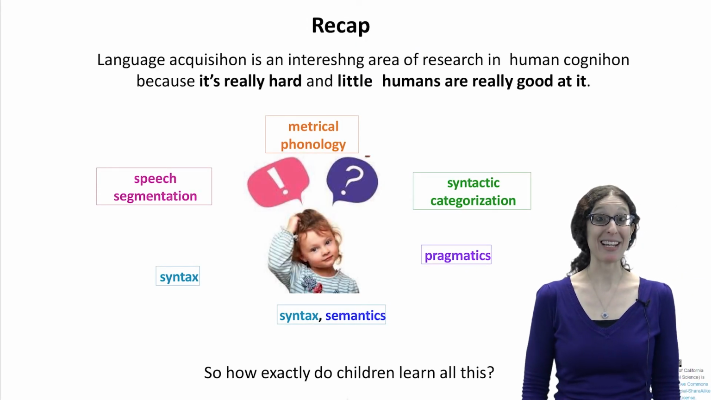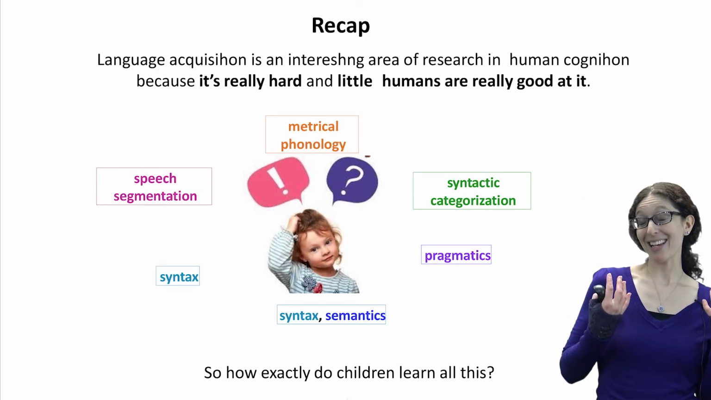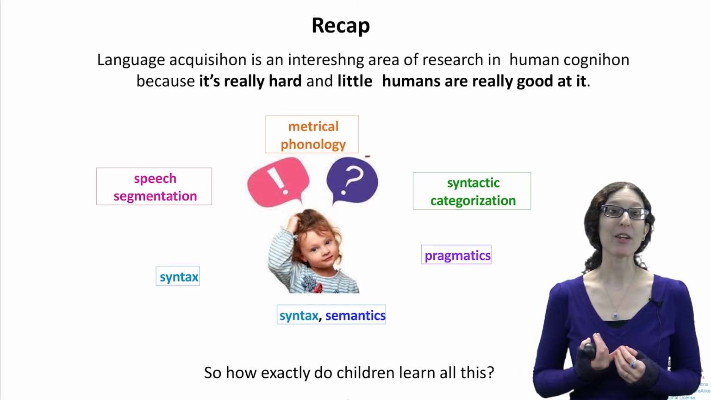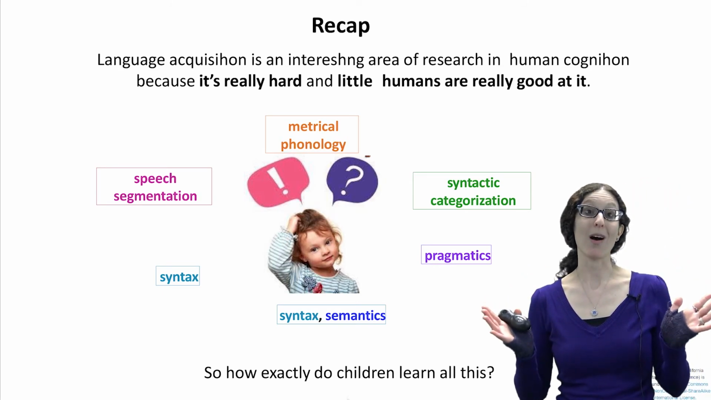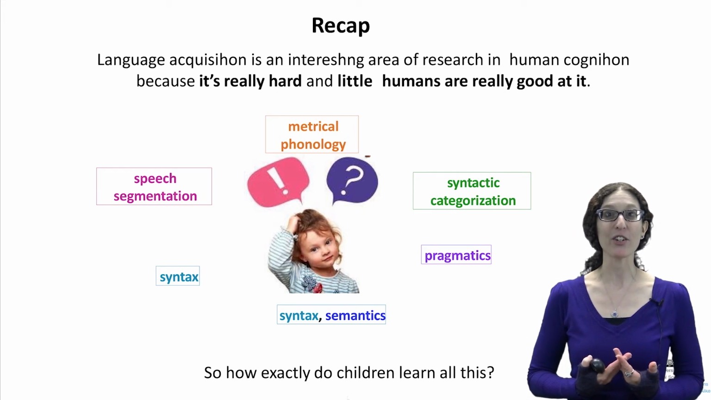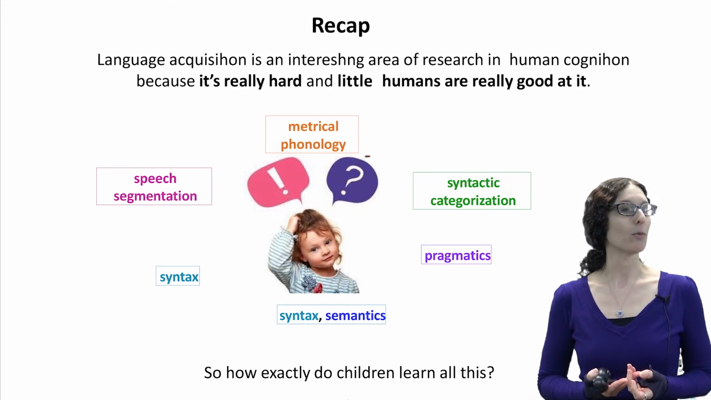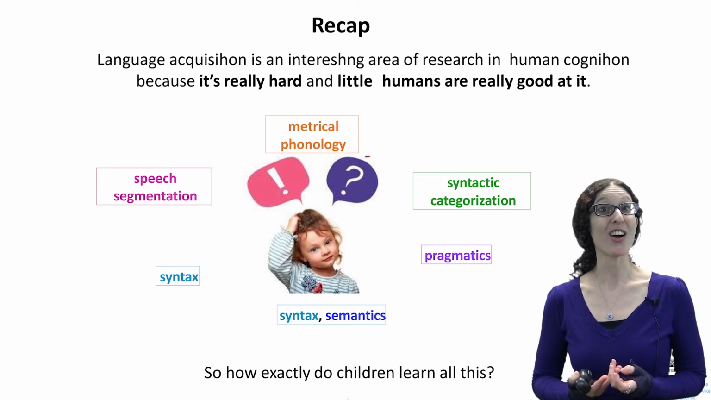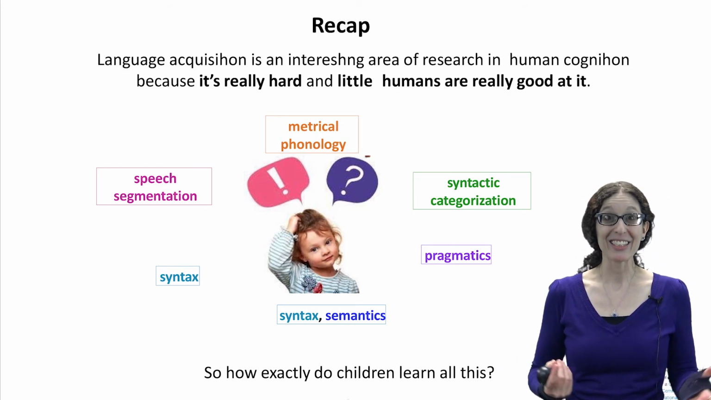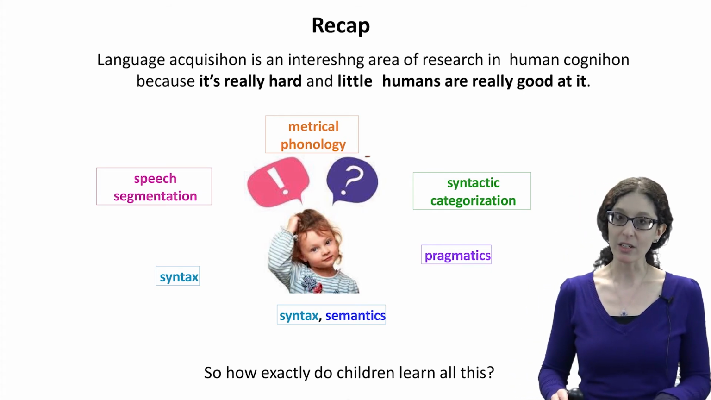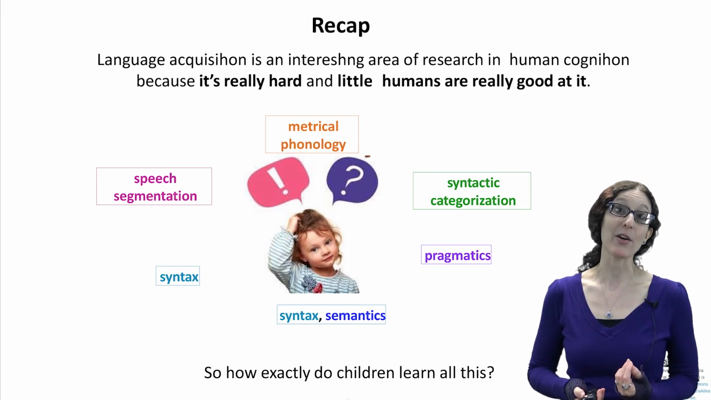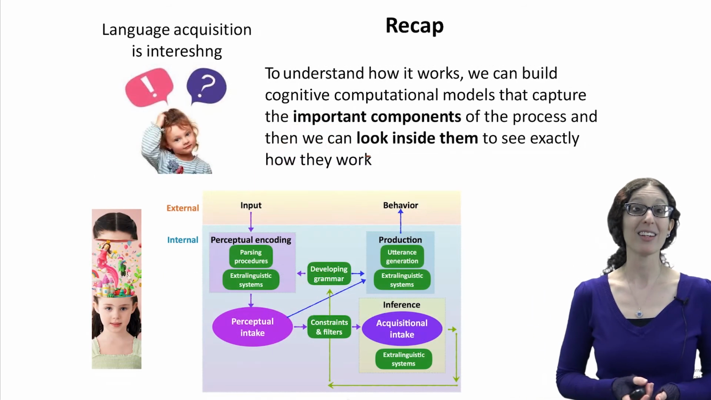Okay, so let's recap. What I've tried to tell you, or hopefully convince you, is that language acquisition is a really interesting area of research in human cognition. Why? Because it's really hard. There's a lot of different stuff you've got to figure out, and you've got to figure it out fast, and we're not really sure how you do it, right? So it's hard and therefore interesting. And little humans are really good at it, right? And that's surprising. Little humans are not good at a lot of stuff, but they're good at this, right? So that makes it a very interesting area of research in human cognition.